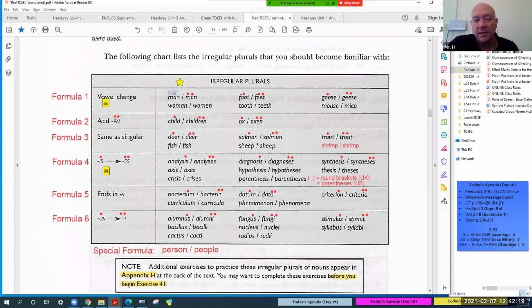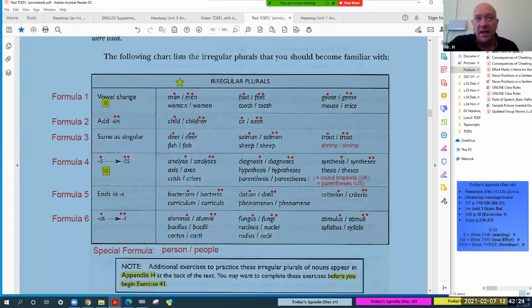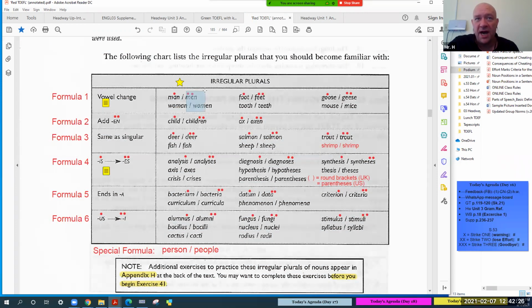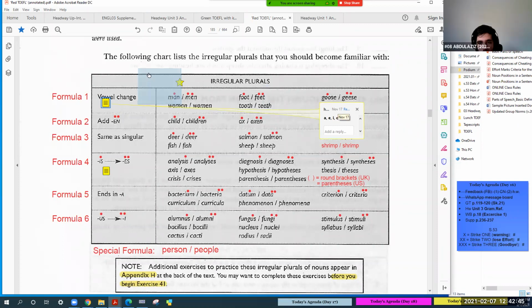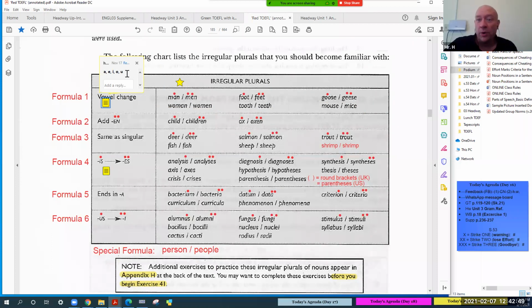Look, I even put a dot here. One, because it's singular. Two, I put 2 dots because it's plural. Do you understand? So Abdulaziz, what is the first formula? Tell us. Vowel change. Oh, what's that? The 5 letters. Good. What are they? A, E, I, O, and U. Exactly. These are vowels.